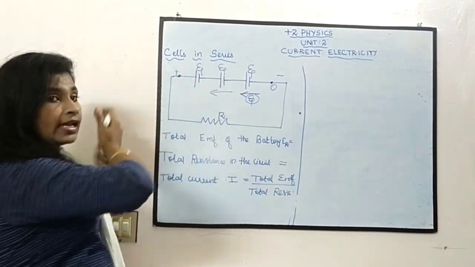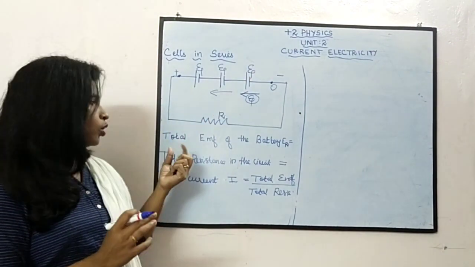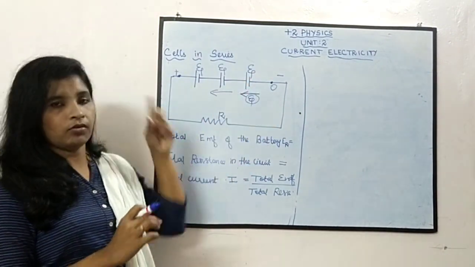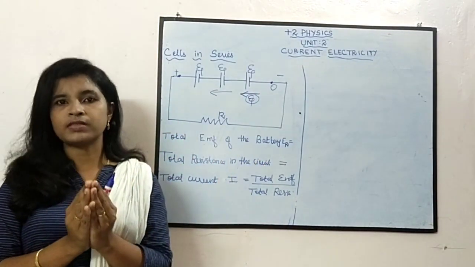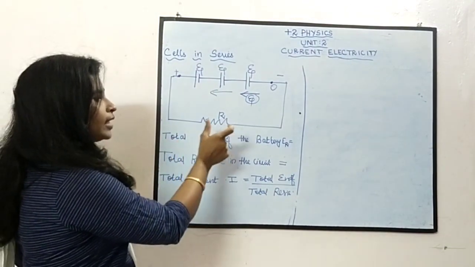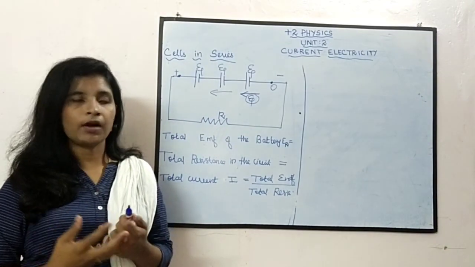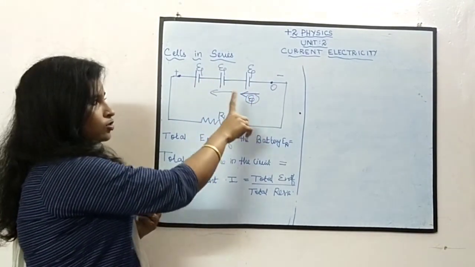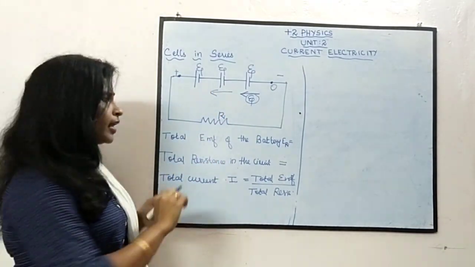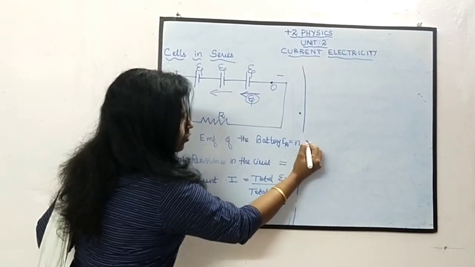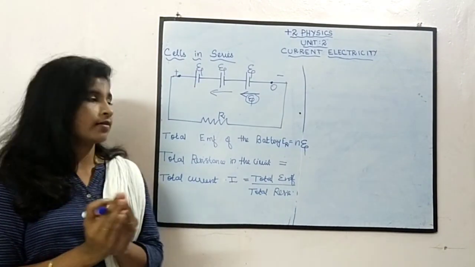So if we are connecting n number of cells, what will be the total EMF of this circuit? The total EMF of the battery. When the cells are combined together, it forms a battery. So here the total EMF of the battery is combining all these EMFs. If you are connecting n number of cells, the total EMF will be n into psi. Understood?